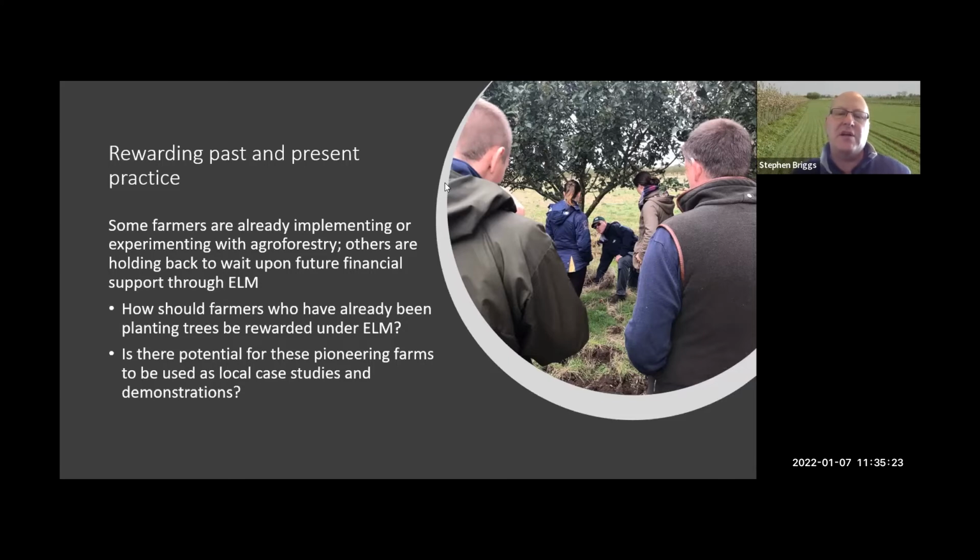And so a starter for 10 might be, well, should agroforestry establishments sit in one or more of those different programs, and equally, farmers that are already practicing agroforestry, should they be rewarded through SFI or through local nature recovery or landscape nature recovery? Sort of discuss, I suppose. Does anybody have any particular thoughts on that from their own experiences?